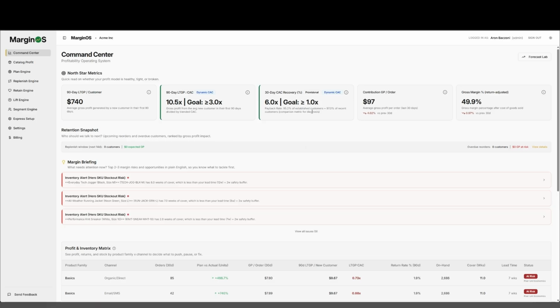This is the "Are we okay" line. If this row is green, you can sleep. If it starts drifting, you know you have to go hunting.